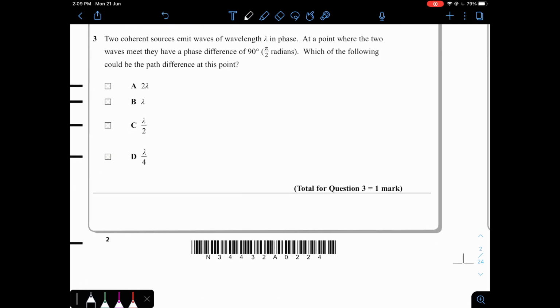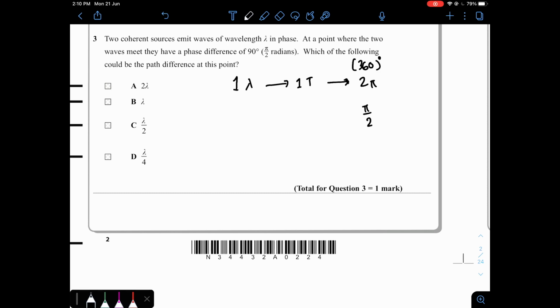Question number 3. 2 coherent sources emit waves of wavelength lambda in phase. At a point where the 2 waves meet, they have a phase difference of 90 degrees or pi over 2 radians. Which of the following could be the path difference at this point? Now, something you should remember is 1 lambda follows 1 time period, which follows 2 pi radians, or 360 degrees. This is the ratio for all these waves in general. Now, they're telling us there is a difference of pi over 2 radians.